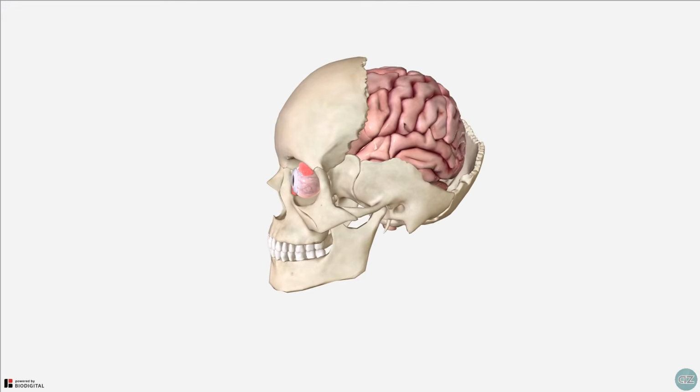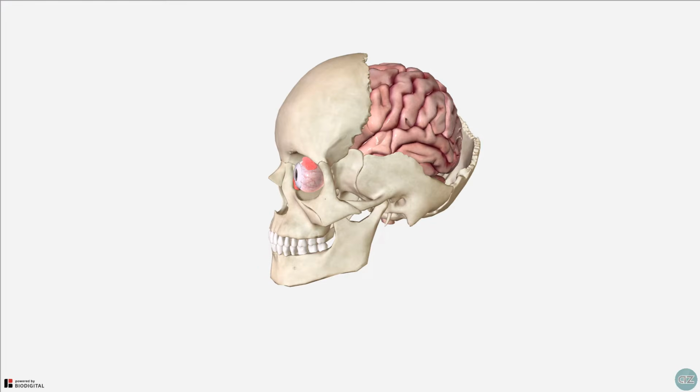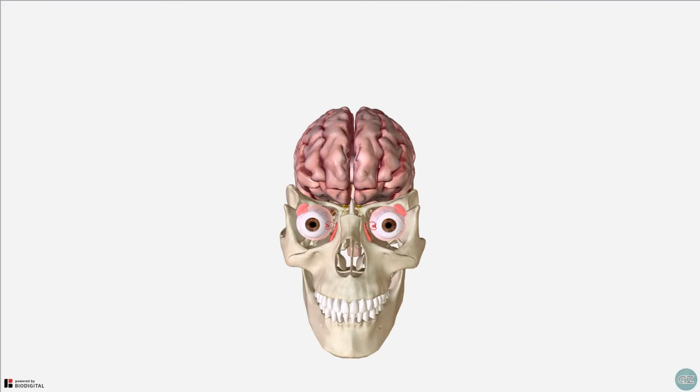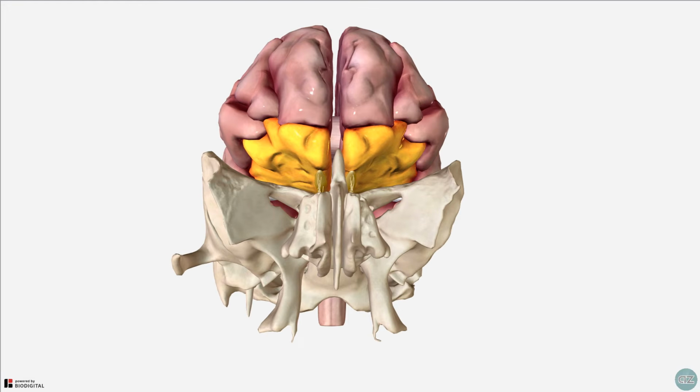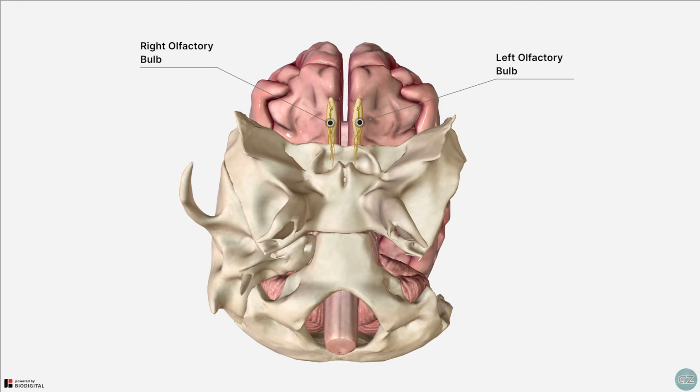The anterior cranial fossa is the shallowest and most superior cranial fossa. In terms of its main contents, the anterior cranial fossa contains the anterior and inferior parts of the frontal lobes of the brain, and it contains the right and left olfactory pathways.